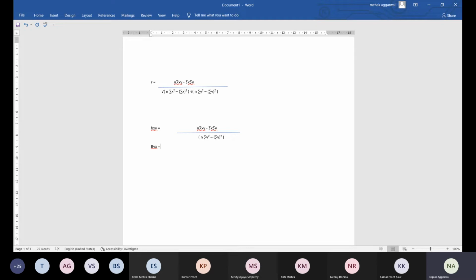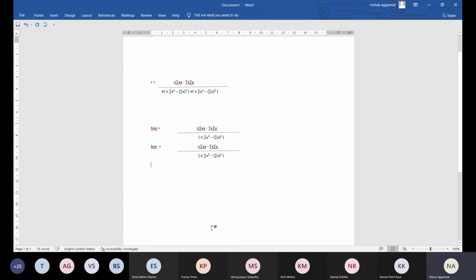So that is the formula for bxy, and if you want to find byx, what is the formula for byx? Suppose we want to find the value of byx. The numerator will again remain the same, n summation xy minus summation x summation y, whole divided by, now only x terms will be there. So it will be n summation x square minus summation x whole square, without under root. So there will be no under root in this. So that becomes the regression coefficient byx.